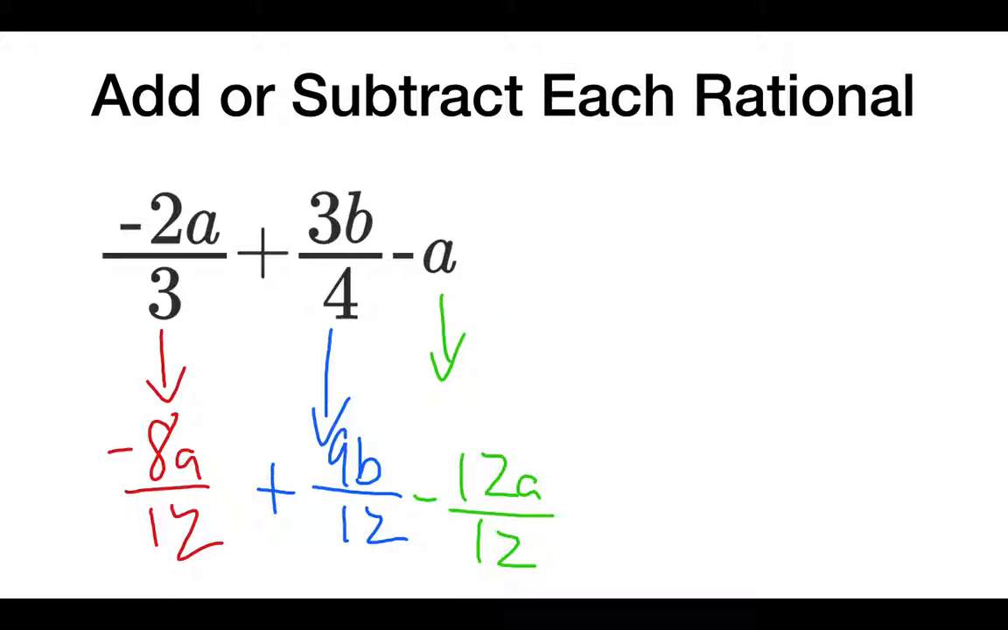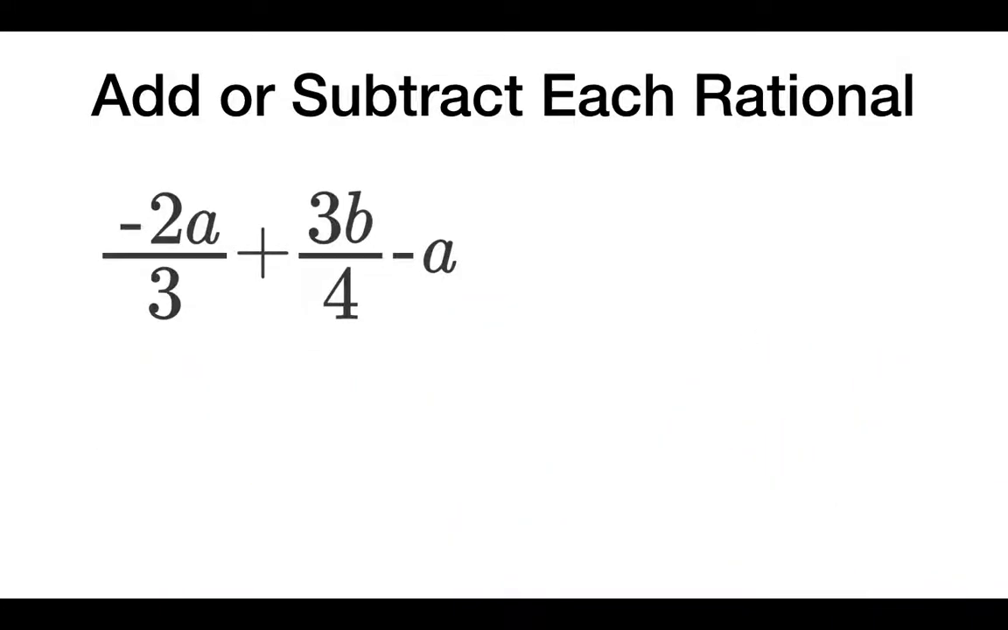So let's see. Negative 8 plus... wait a second, I can't add these. They have different variables. I can only add this a with other a's, which would be all the way down here. So negative 8 minus 12 ends up becoming negative 20a. And then plus 9b, because there are no other b's, all over 12. And if you look, none of those terms have common denominators, meaning that is our answer.